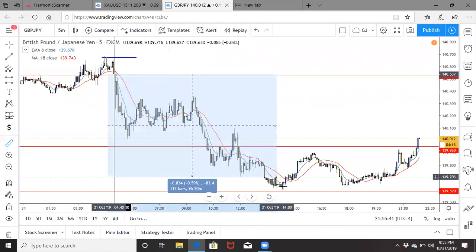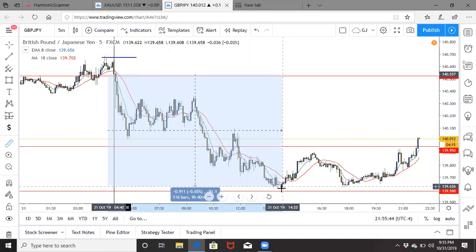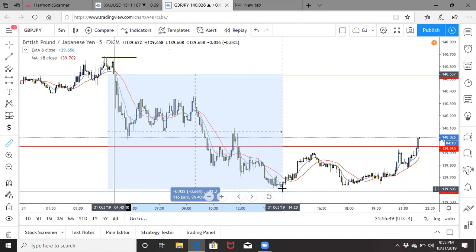Let's say you wanted to take it all the way down to where it finally made a double bottom down here. Y'all, that is 93 pips in 9 hours and 40 minutes.